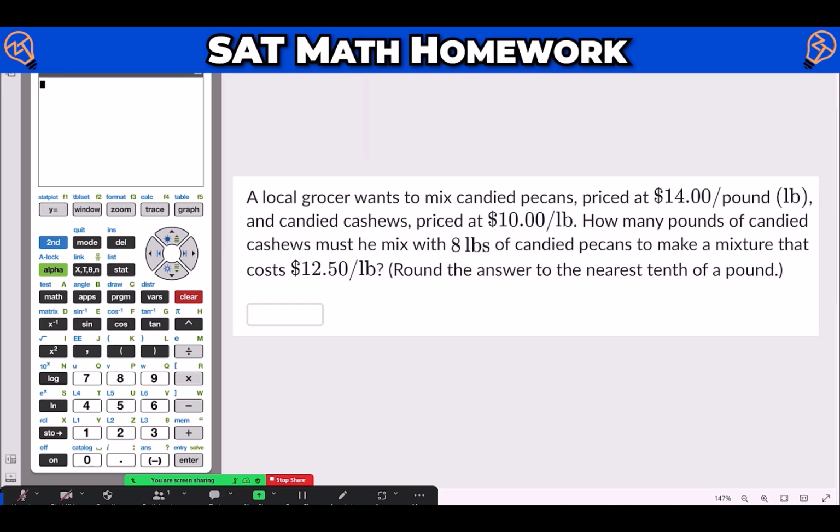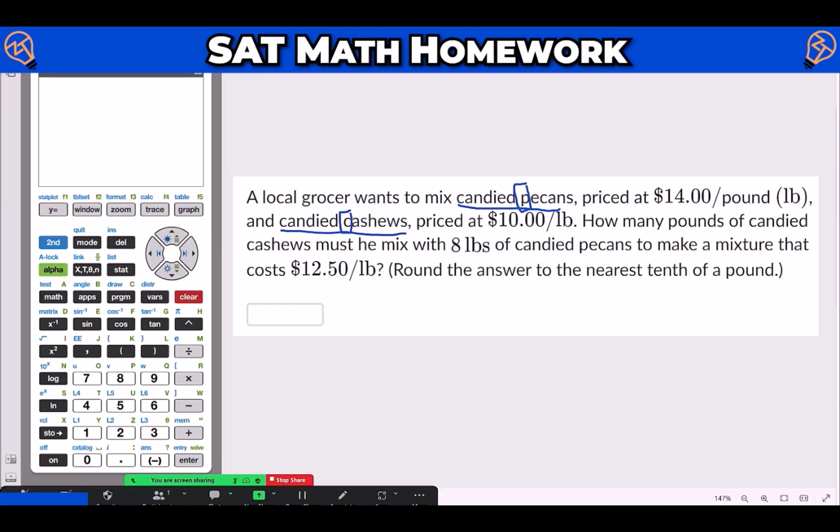Now, this question ends up being more involved than it looks like at first glance, but let's break it down. And I'm going to use units as much as possible to simplify and summarize what's happening here. So we know we have a mix of candied pecans as well as candied cashews. So let's use some meaningful variables here. Unfortunately, there's a lot of C's going on with candied and cashews. We'll keep C for cashews and we'll use P for pecans.